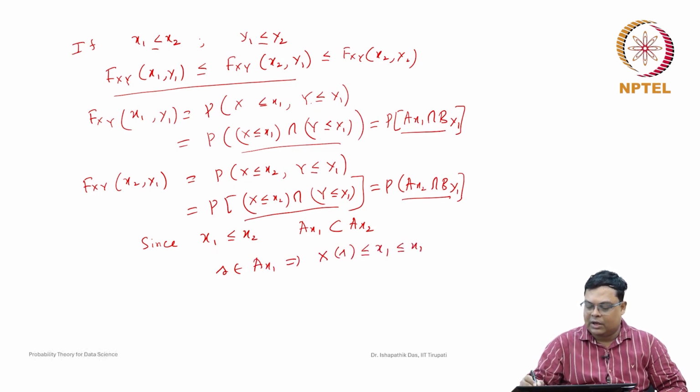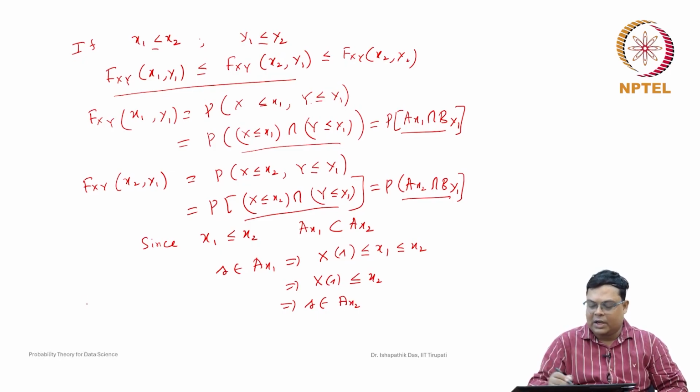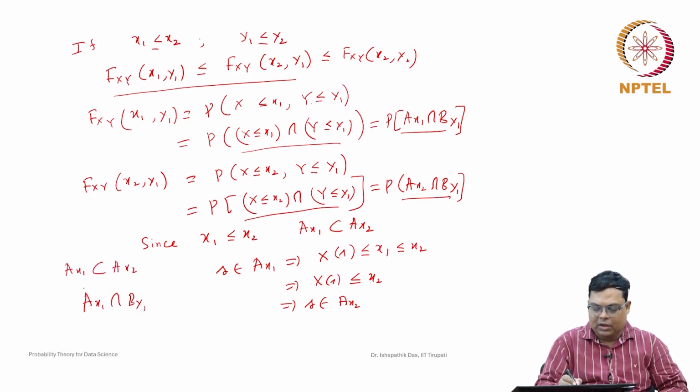Now, since this is less than or equal to x2, X of s is less than or equal to x2, which implies s belongs to A_x2, because this is the definition of A_x2, all s satisfying X less than or equal to x2. Hence, A_x1 is a subset of A_x2. Now, if you take the intersection with the same set on both sides, then A_x1 subset of A_x2 implies A_x1 intersection B_y1 is contained in A_x2 intersection B_y1.